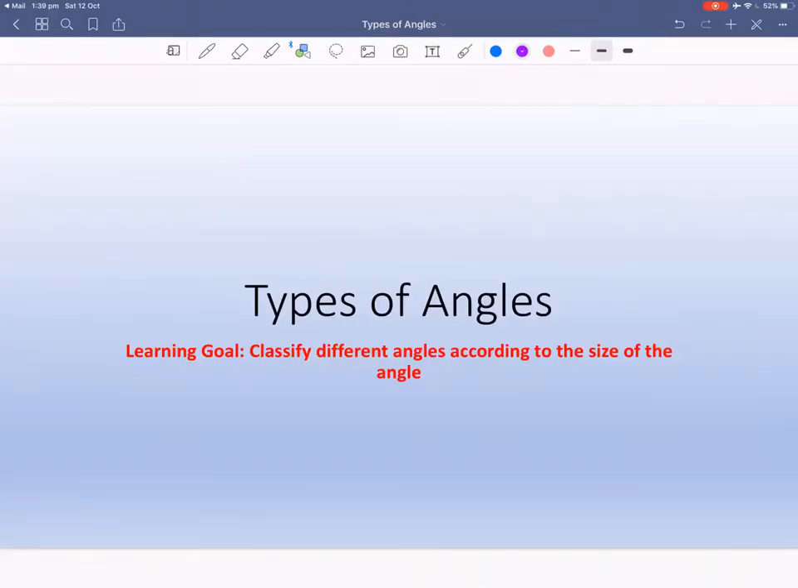This lesson, we're going to look at different types of angles. So as the learning goal says, we're going to classify different angles according to the size of the angle. So there's certain ones that we go, oh, yep, that's an acute angle, or yep, that's an obtuse angle, and things like that. So we're going to look at that in this lesson. Make sure you write your title, learning goal, and date in your book, and the examples, everything as if it were just a normal lesson in class as well.